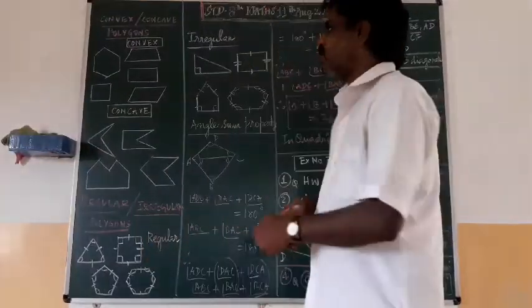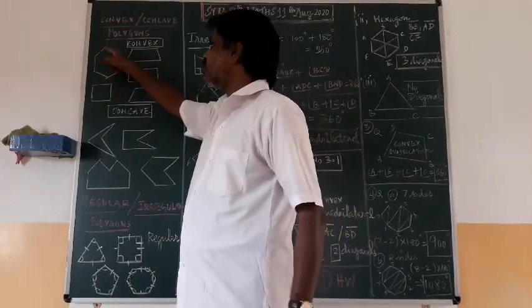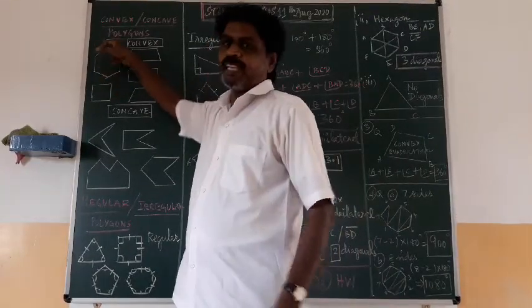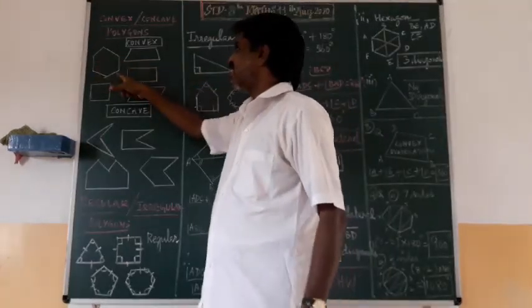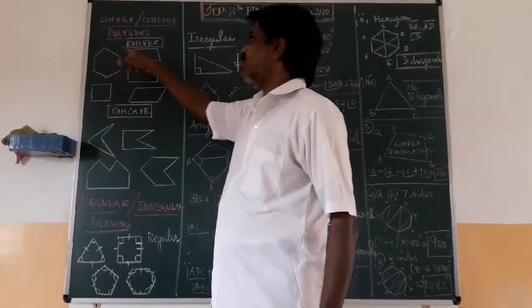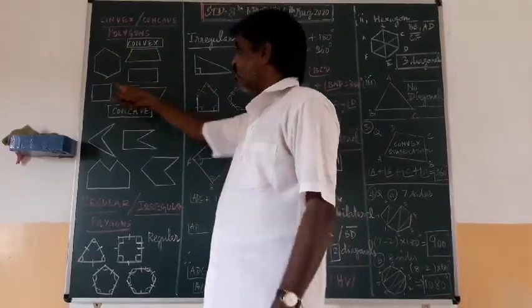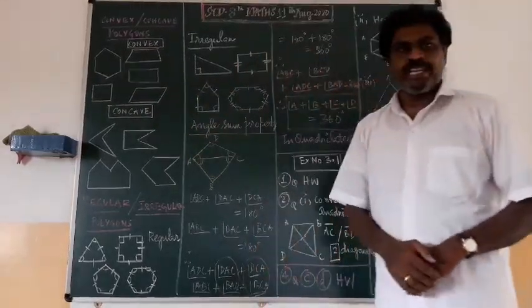What is a convex polygon? All the sides of the polygon are closed. It's finished. No incomplete line should be there. So this is convex. See here, 1, 2, 3, 4, 5, 6 sides are there. It is closed. So that is called a convex polygon.